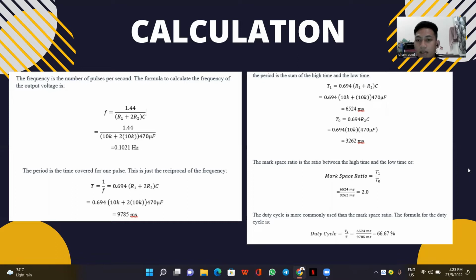Next, we find the period for the high time and the low time. The high time is T1, and the low time is T0. For T1 and T0, we use the same formula as the period time, so we just fill in the values. The answer for T1 is 6,524 milliseconds, and for T0 it is 3,262 milliseconds.